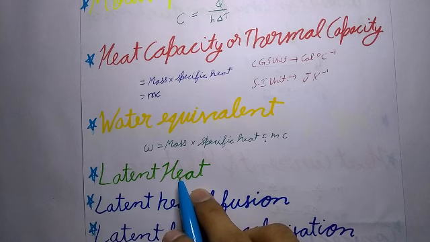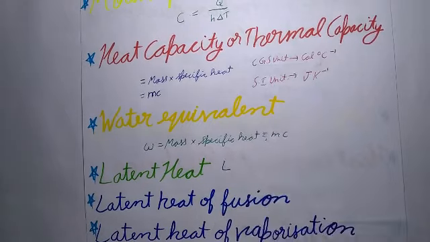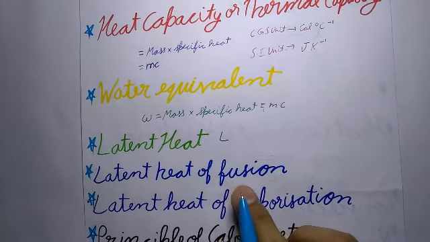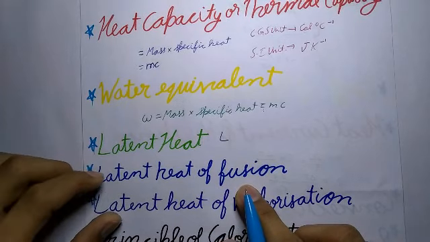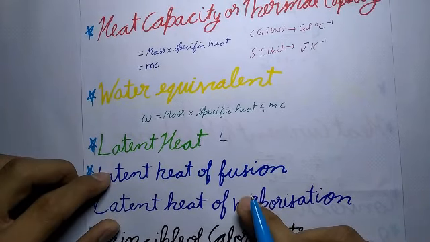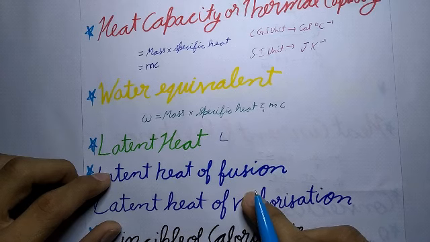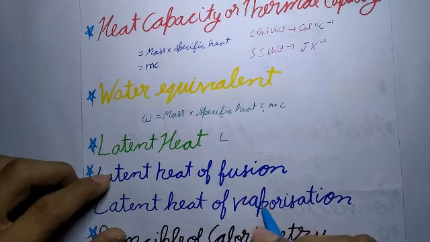So now next is latent heat. The amount of heat required to change the state of unit mass of a substance at a constant temperature is called latent heat. It is denoted by L. Now next is latent heat of fusion. The amount of heat required to change the state of unit mass of a substance from solid to liquid at its melting point is called latent heat of fusion.